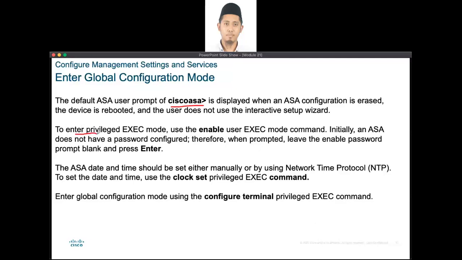And then to enter privilege exec mode, use the enable user exec mode command. Initially, the ASA does not have a password configured. Therefore, when prompted, leave the enable password prompt blank and press enter. The ASA date and time should be set either manually or by using NTP, network time protocol. To set the date and time, use the clock set privilege exec command. Enter global configuration mode using the configure terminal privilege exec command.